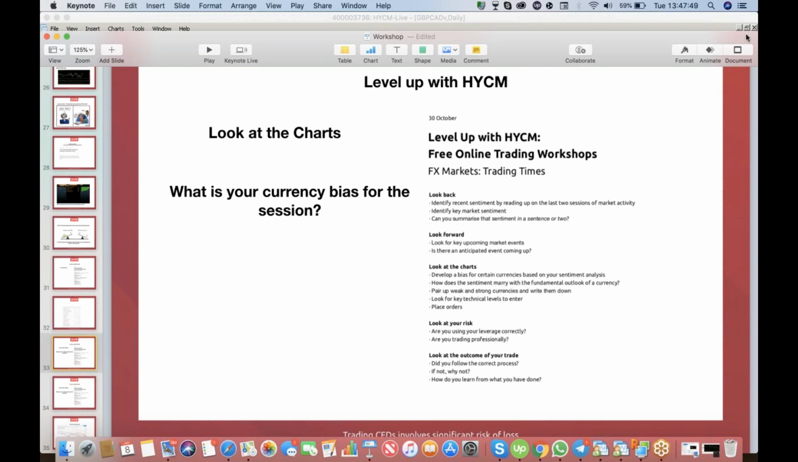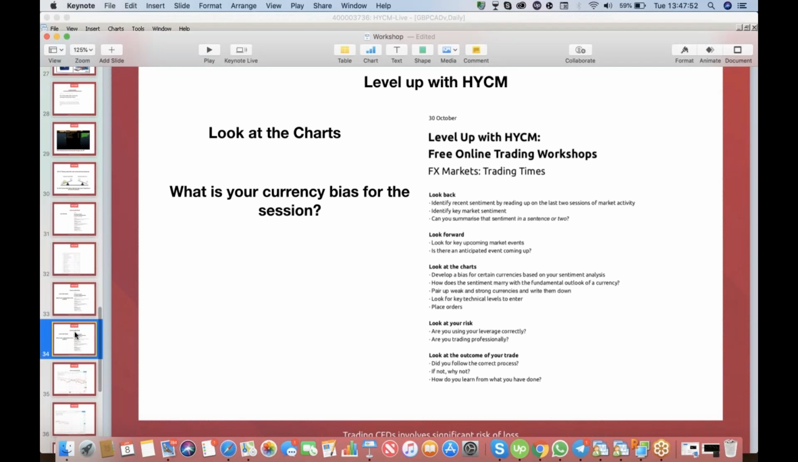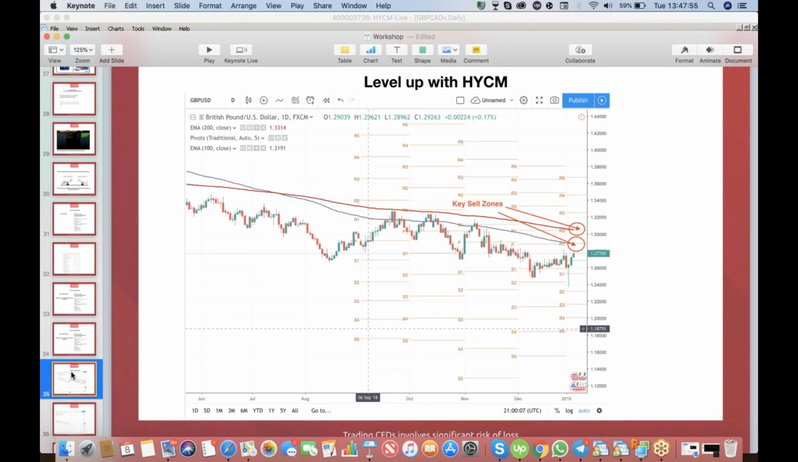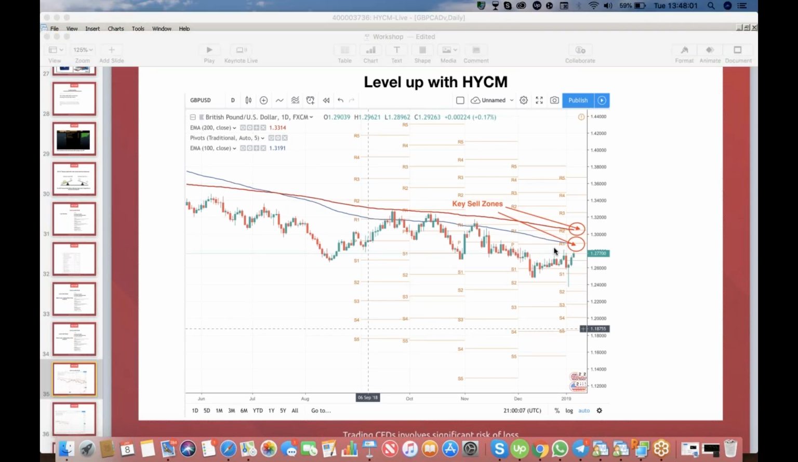And as we look at the charts, we think where would be a good place to sell the pound US dollar pair? Looking at this chart, what I've done is I've put the weekly pivot points, and we have the 100 and the 200 exponential moving average on the chart. So if you were looking at that chart and thinking we want to sell the pound US dollar pair over the next few days, where would be a really good place to look to sell it? Have a look at my chart here.